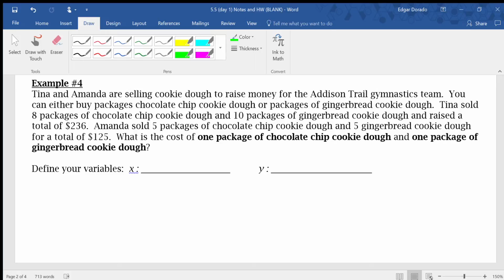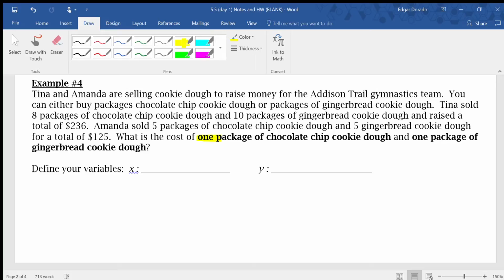All right, so let's go ahead and read the scenario. It says, Tina and Amanda are selling cookie dough to raise money for the Addison Trail gymnastics team. You can either buy packages of chocolate chip cookie dough or packages of gingerbread cookie dough. Okay? So Tina sold 8 packages of chocolate chip cookie dough and 10 packages of gingerbread cookie dough and raised a total of $236. Amanda sold 5 packages of chocolate chip cookie dough and 5 gingerbread cookie dough for a total of $125. What is the cost of one package of chocolate chip cookie dough and one package of gingerbread cookie dough?